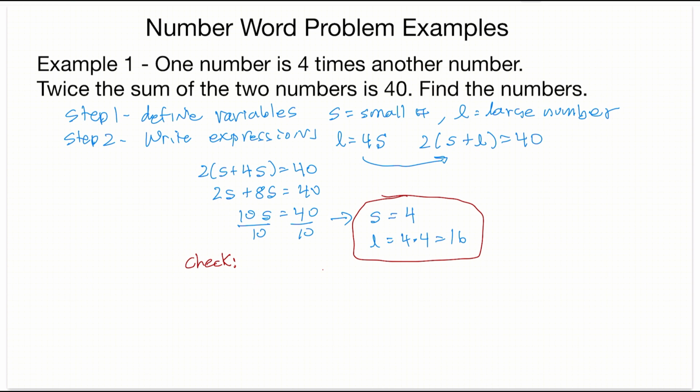We know the larger number is 4 times the smaller number, and so 16 is 4 times 4, so that checks. And then we know that from the second equation, 2 times the smaller number plus the larger number is equal to 40. So that's 40 is equal to 40, so that checks. So that is a good answer.